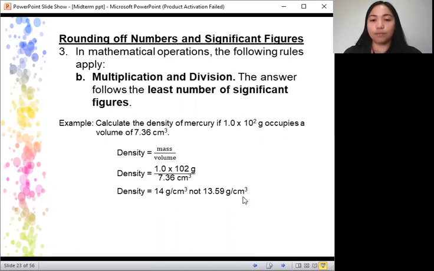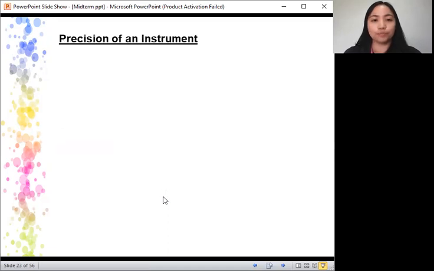So when you divide this, you have this answer 13.59. Pero ingon sa rule, dapat mag-base ka sa least number of significant figures, and that is only two. So you report it as 14 gram per centimeter cube.